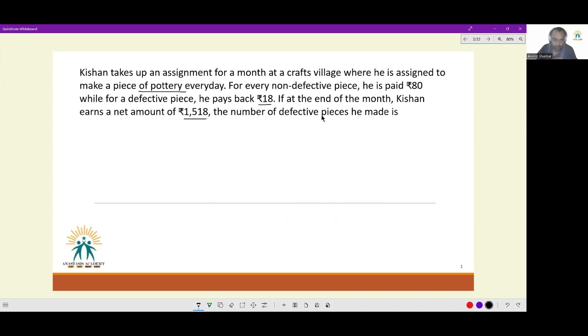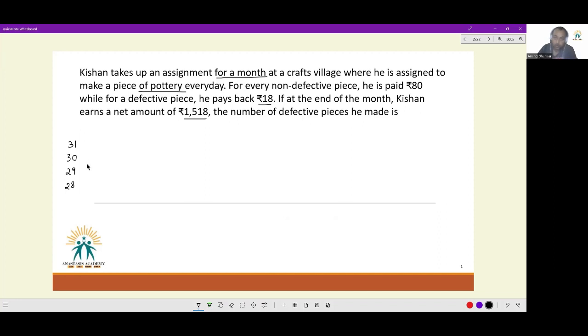Now understand, there are two challenges here. First, of course, we have to figure out how many defective pieces he made. But we are told for a month, and the duration of a month is not fixed. You could have the number of days in a month as 31, or 30, or 29, or 28. All of these can potentially work.